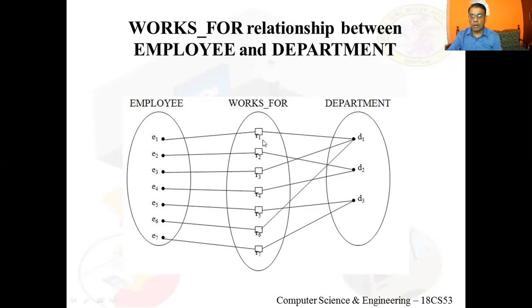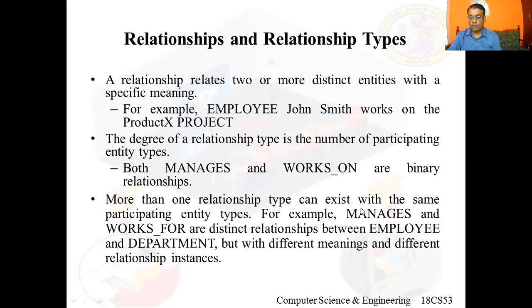Now I can say that a relationship set is a set of relationship instances that associate two entities. E1 and D1 are the entities associated with instance R1. E2 and D2 are the entities associated with instance R2. E7 and D3 are associated with the works for relationship via the instance R7. So the meaning of this is employee works for department. We have 3 employees in department 1, 2 employees in department 2, and 2 employees in department 3. So that's about the example and definition of relationships.